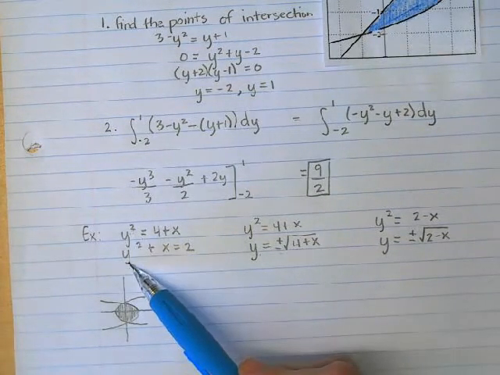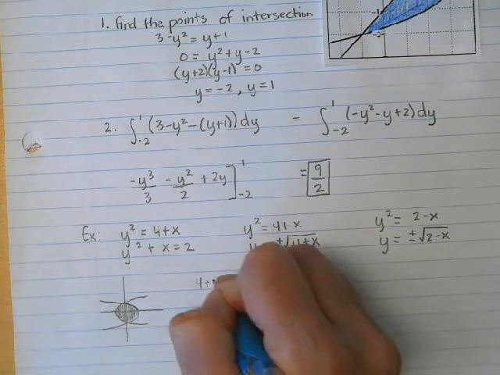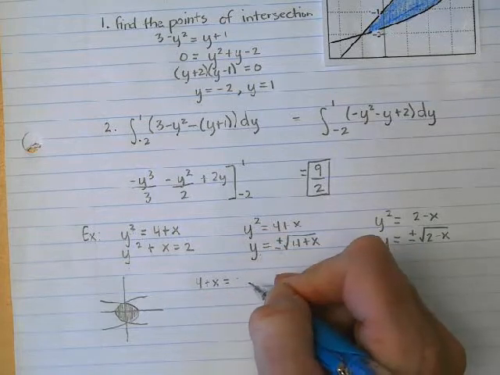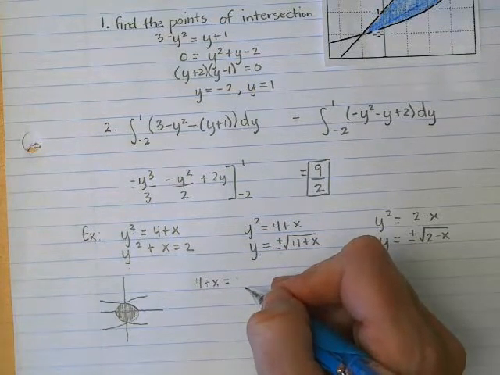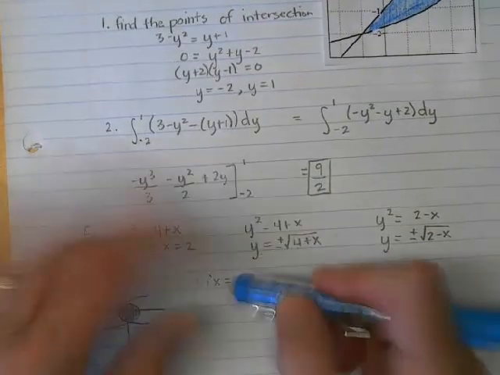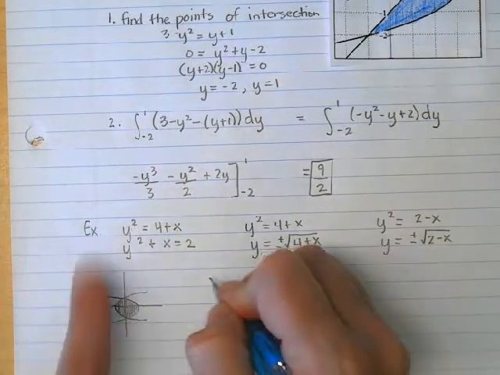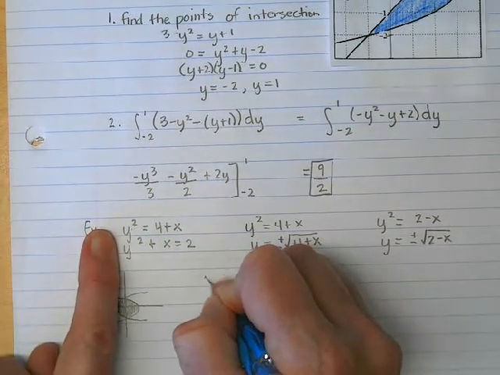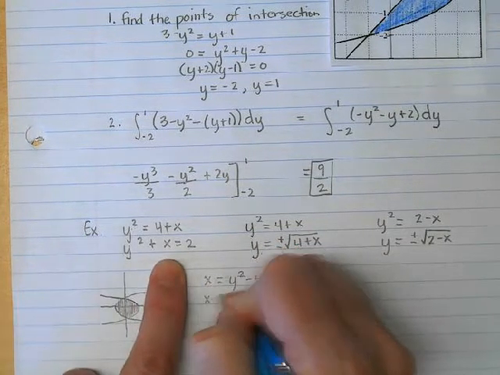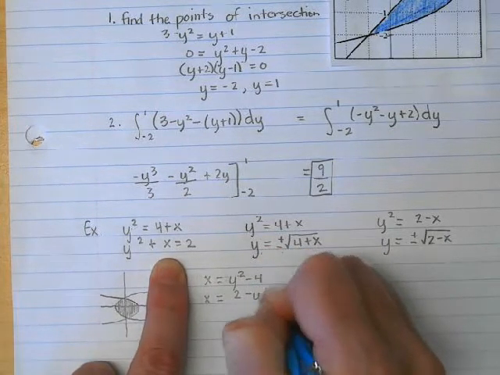Okay, so these are each y squared. So I can just say, well, where does 4 plus x equal 2 minus x? Or, wait. What do I want to do here? Oh, duh. I'm going to solve both of these for x because I'm going to do it around the y. Okay, so I'm going to get this first equation that x equals y squared minus 4. And this one I'm going to say x equals 2 minus y squared.